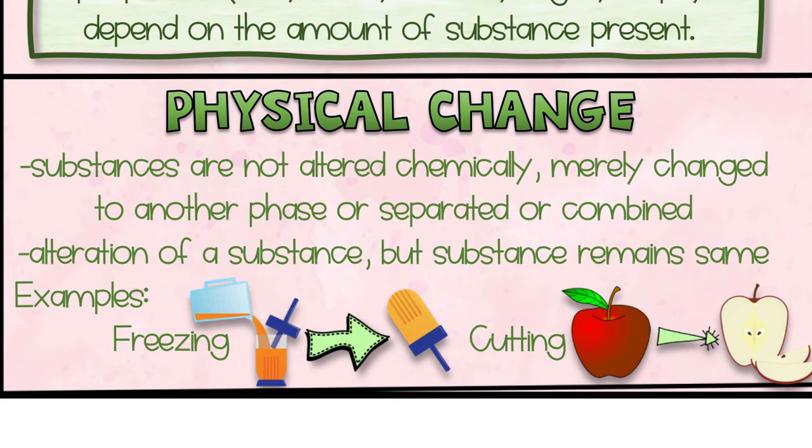Physical changes occur when substances are not altered chemically. They're merely changed to another phase, or they could be separated or combined. Physical changes involve altering a substance, but the substance remains the same. It has the same identity. For example, freezing or cutting.